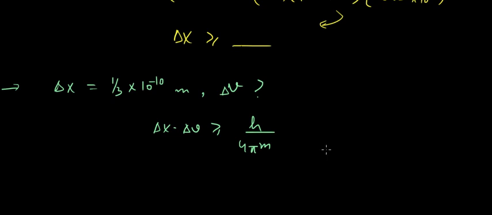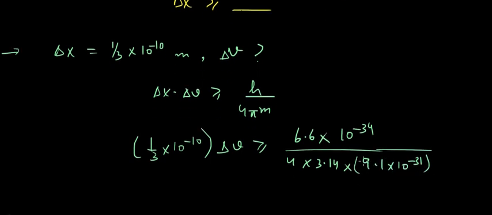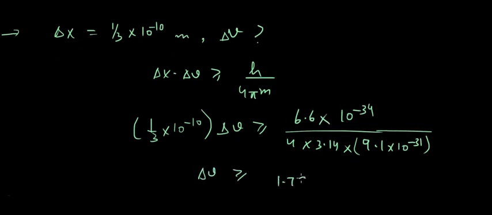Okay, so delta x is given, which is 1 by 3 into 10 to the power minus 10. Delta v has to be calculated, that should be greater than 6.6 into 10 to the power minus 34 upon 4 into 3.14 into mass of electron, 9.1 into 10 to the power minus 31 kgs. So now from here delta v can be calculated, and the answer this time I am giving you should be greater than 1.75 into 10 to the power 8 meter per second. So this should be the answer here. Okay, so this is the minimum uncertainty in velocity.